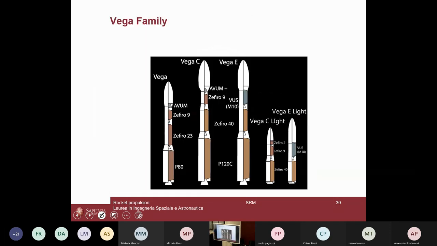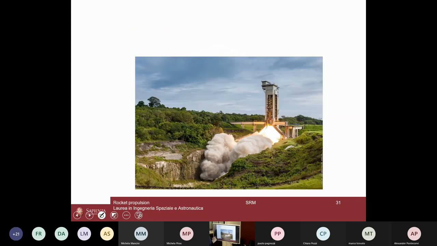And the thrust level will be up to the order of meganewtons. So we have 7 meganewtons, or 700 tons, for the P230, down to 0.3 meganewton, or 300 kilonewton, or 30 tons, for the Zephyr 9. So this is an example of testing of a solid rocket motor.